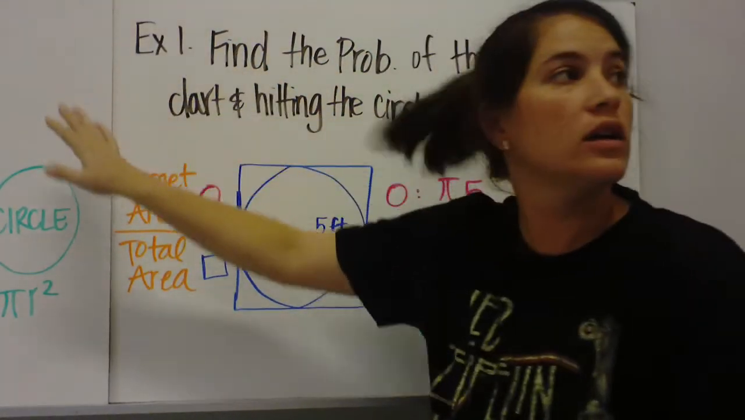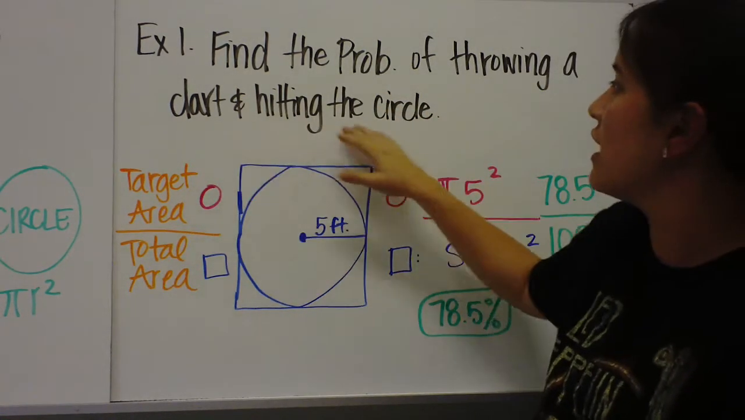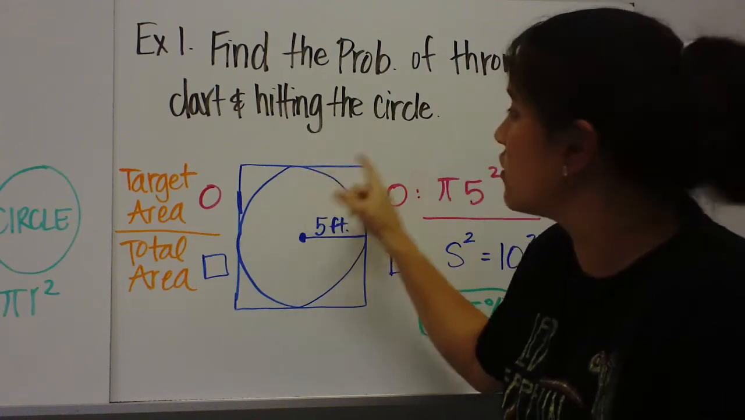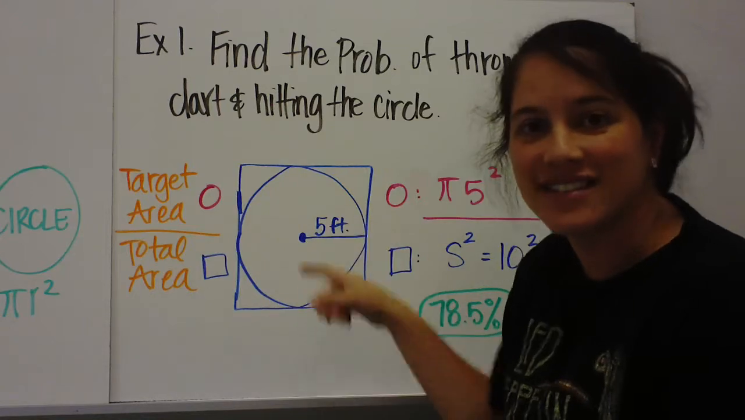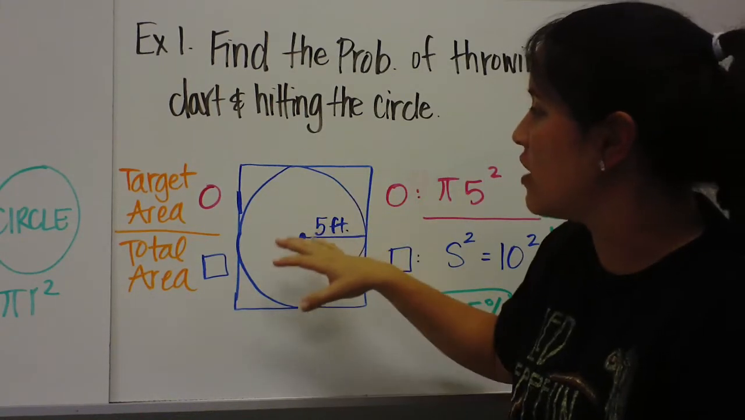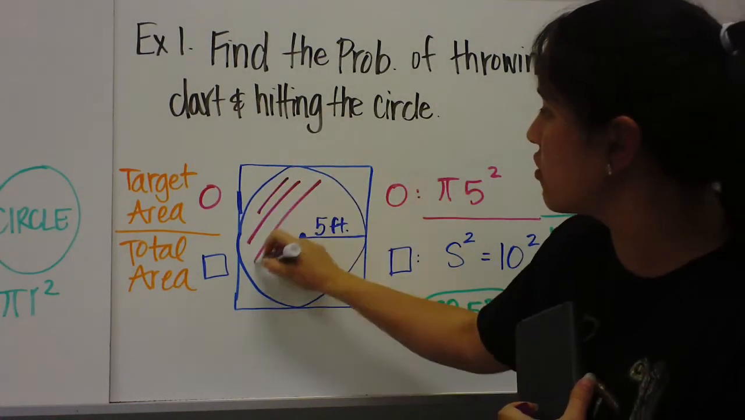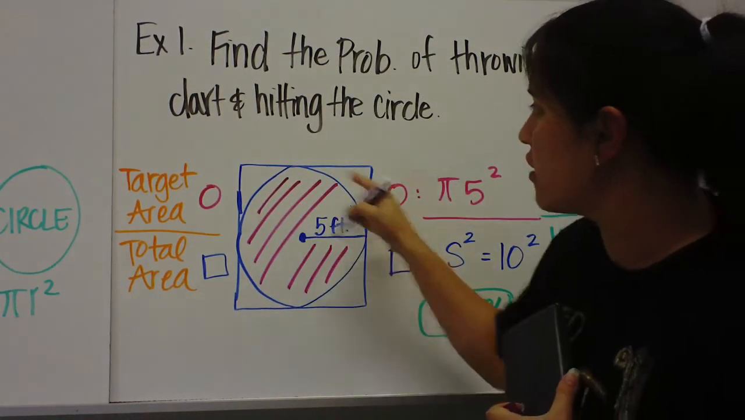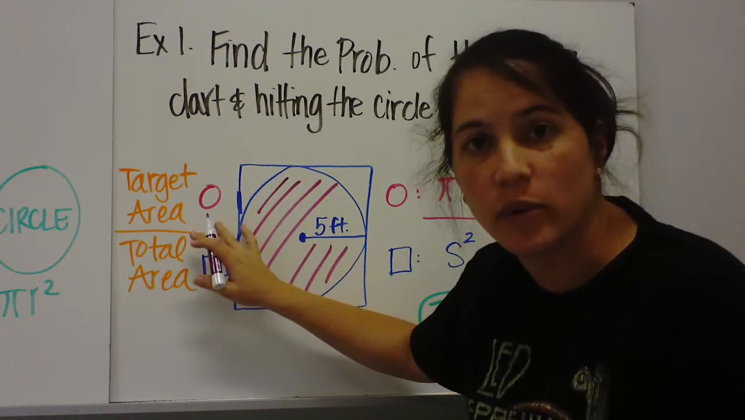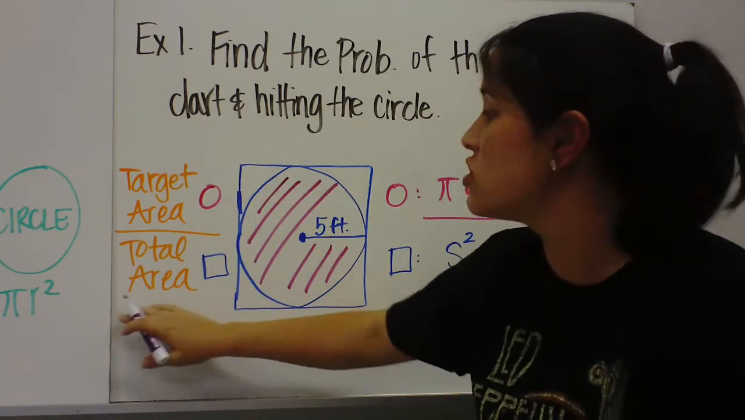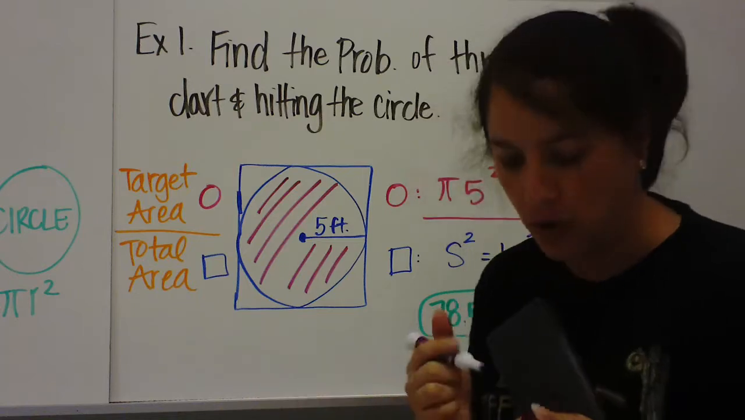And example number 1 says find the probability of throwing a dart and hitting the circle. So we have a square with a circle inside. And the question says hitting the circle. So we are looking for the area of the circle right here, not the four corners. So I have over here the target area is the circle. That's what we want to hit out of the total area, which would be the square. So you're going to have a target area and you're going to have a total area.